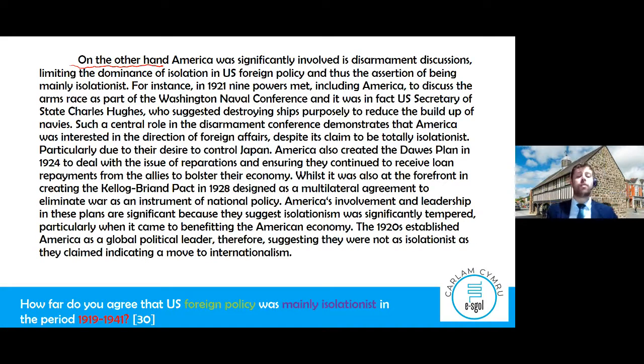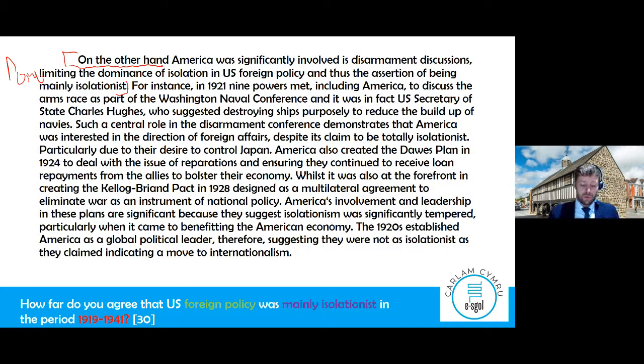And very clearly given a more internationalist outlook. So the first two paragraphs looking at why it was mainly isolationist. Now I've started to look at why it wasn't so isolationist. Same thing going on here. Initially, we've got our point. That takes us through to the end of the first sentence. Right, our point. Then after that, we've got our evidence.